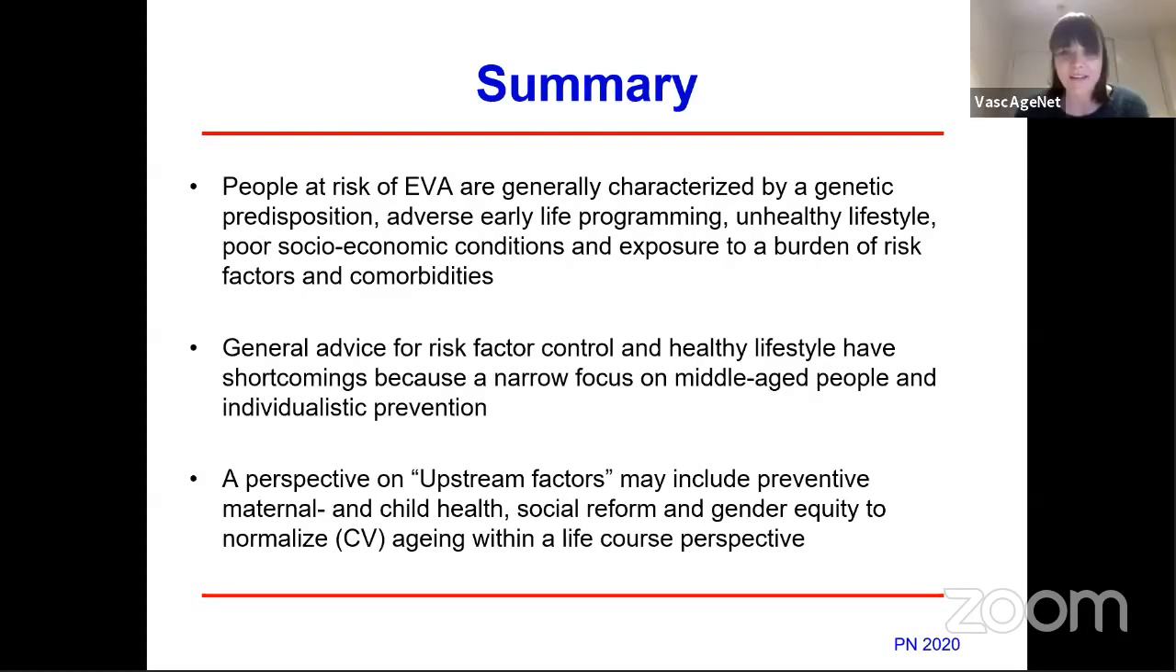Okay, great. So we've got a few questions that have come through from the audience. One that is related to the previous question: how do you think countries or societies that are being influenced by Western lifestyles should act to avoid or diminish the onset of early vascular aging?